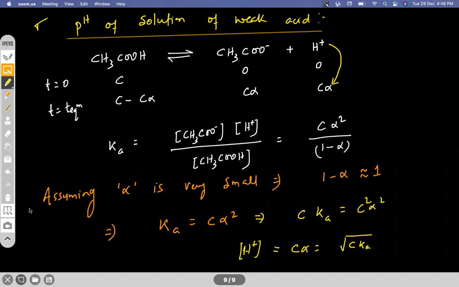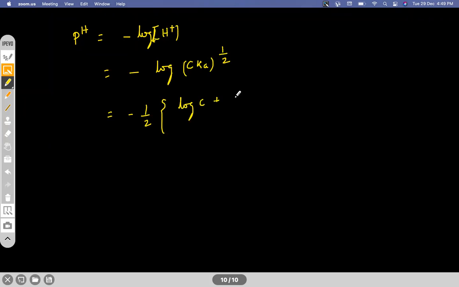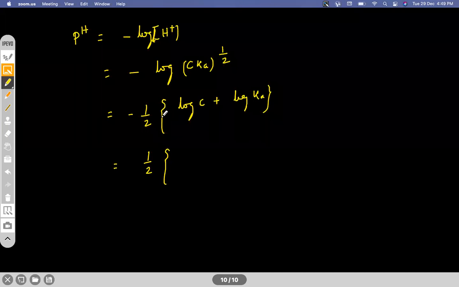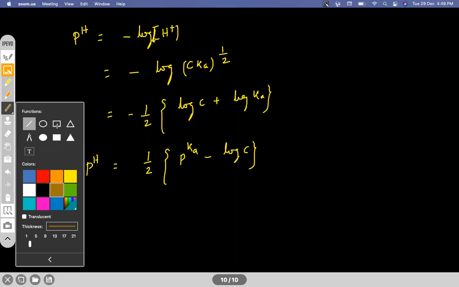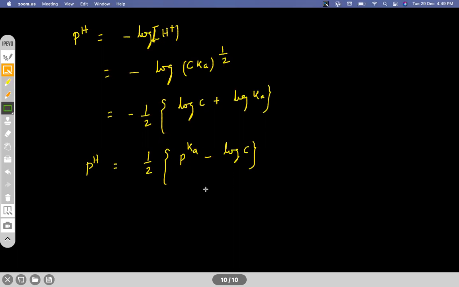Okay, so we got the H plus concentration. Now when you substitute this, in order to find pH, pH is equal to minus log of H plus. So H plus concentration is minus log of (C Ka) to the power 1/2, which is further equal to minus half (log C plus log Ka). If you take the minus sign in, it becomes half of minus log Ka, which is pKa, minus log C. This is pH. Formula of pH under this condition.